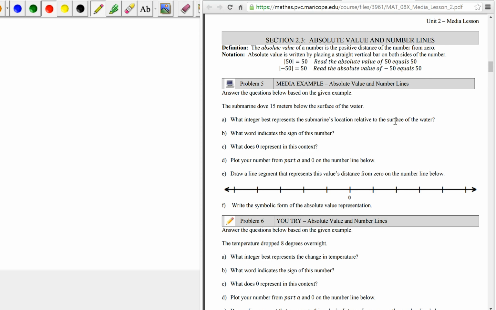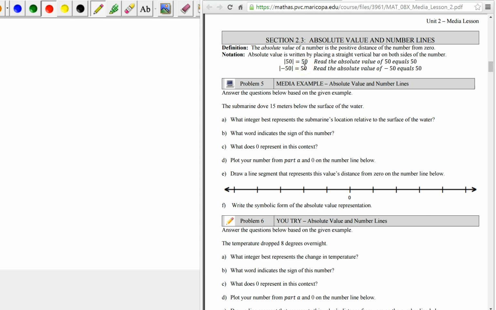What word indicates the sign of the number? Well, that would be dove. What does zero represent in this context? Well, that's the surface of the water. Then we have them plot the number negative 15 and find the relative distance, or the absolute value. And then here we get into symbolic form, so basically writing the expression like this.